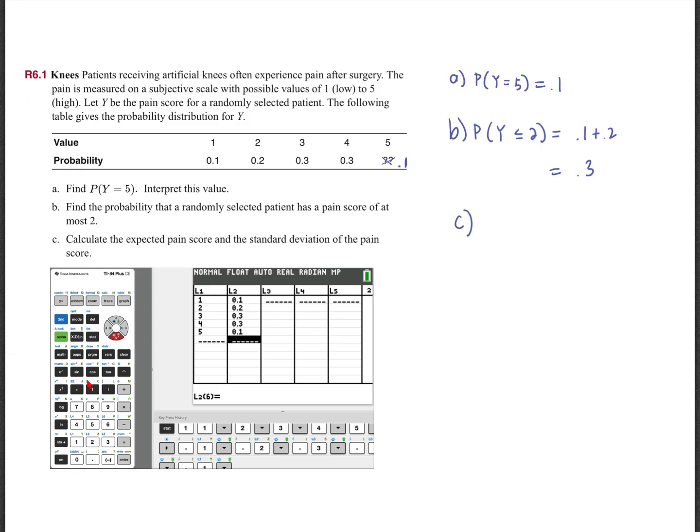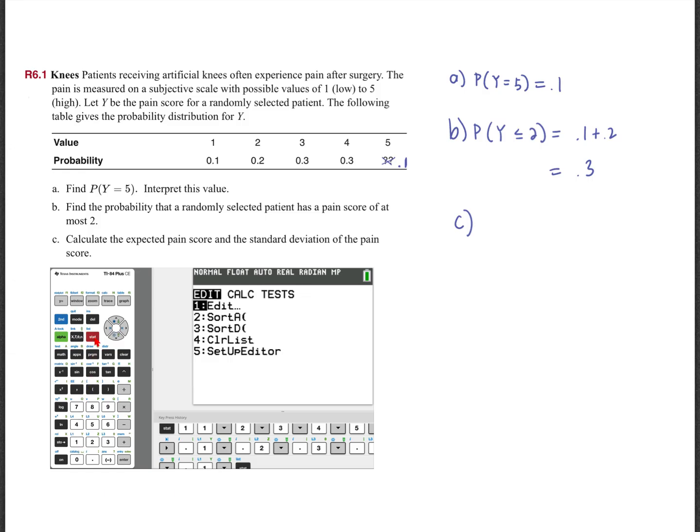Then we'll go back to stat, go to calc, and that's what we want, one variable stat. Then just go down to calculate. Just showing where it is, second 2 is L2. And then there's all the numbers.